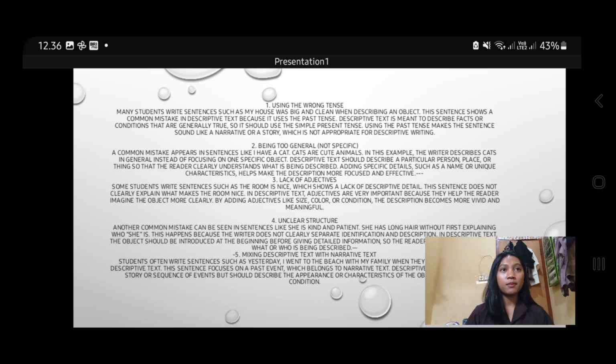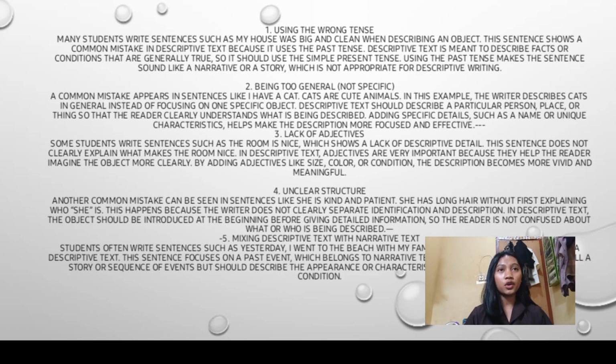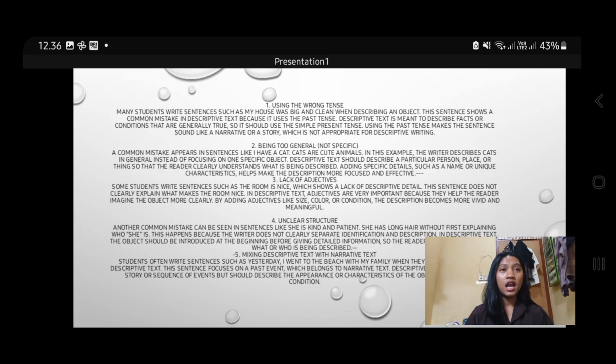Descriptive text is meant to describe facts or conditions that are generally true, so it should use the simple present tense. Using the past tense makes the sentence sound like a narrative or a story, which is not appropriate for descriptive writing. Second, being too general, not specific.